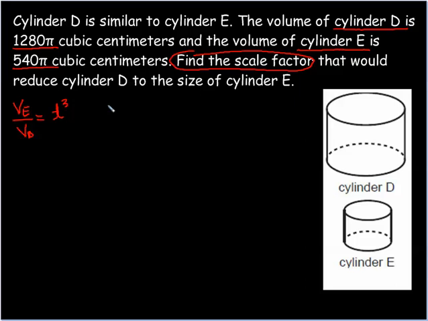They told me that the volume of cylinder D was 1,280 pi. They told me the volume of, oh, I did it backwards. I'm glad I caught myself before I got too far. Let's do E because it's in the numerator. It was 540 pi. Now I can put D in there, 1,280 pi. And that's going to equal T cubed. Well, let's see what can happen.